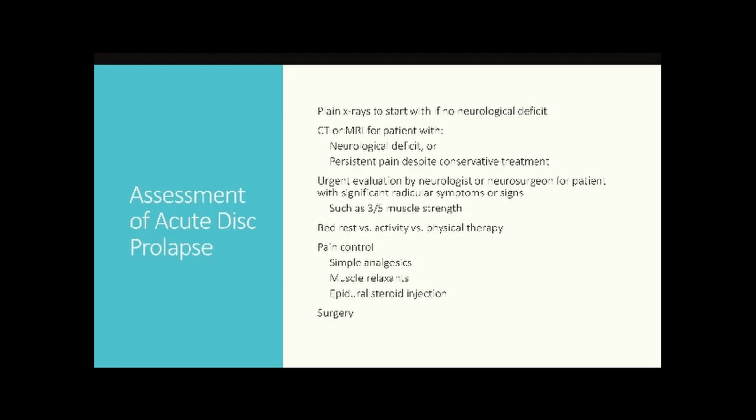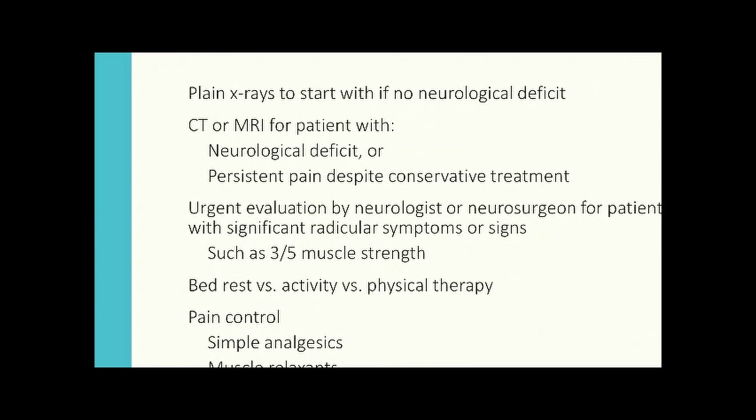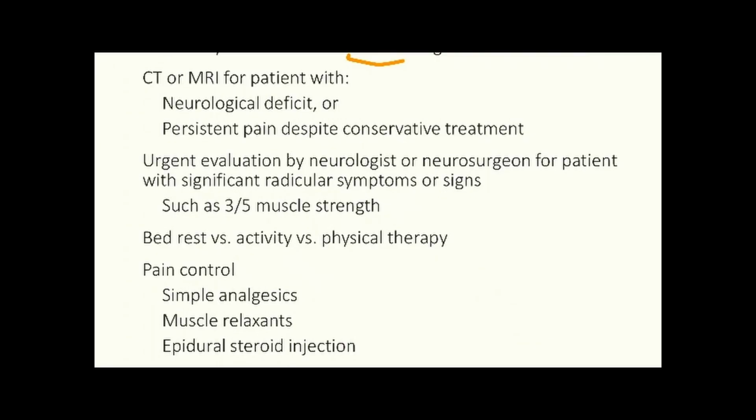So assessment of this herniated disc, first start with just plain films if they have no neurological deficit. CT or MRI, if they have a neurological deficit, they have weakness and numbness in their feet, that's new. Persistent pain despite conservative treatment. Get them seen by a neurologist or a neurosurgeon if they have any significant radicular symptoms, such as 3 out of 5 muscle strength. What's normal muscle strength? 5 out of 5, so they're weak.